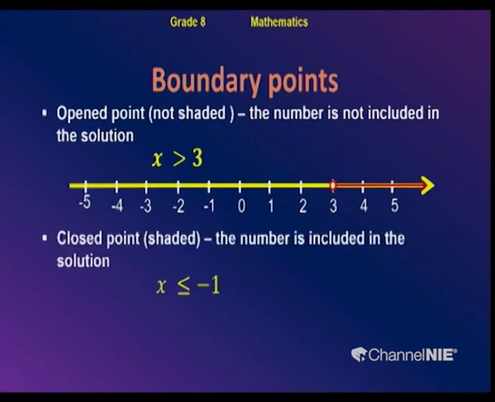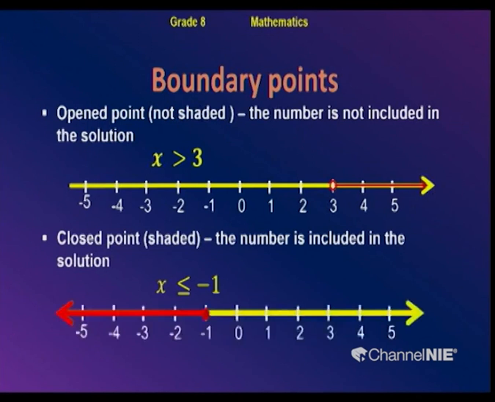The closed point. Closed point means x is equal to or less than minus 1. Now consider that here x is equal to minus 1. Then you have to color this point. Then we use a closed point for minus 1, and to represent the other numbers you represent the left side, because x is less than minus 1. So, the values are decreasing from right to left. Then you have to mark minus 1, minus 2 like that.